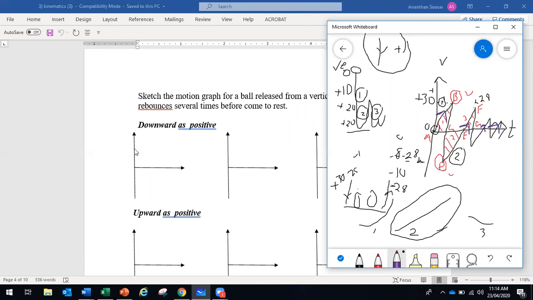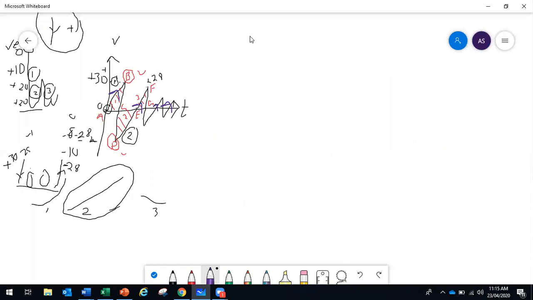So this is your VT graph. Now, can you draw the AT graph? What does the AT graph look like? Go for the AT graph first. Let me expand this. This is your VT graph. Can you draw the AT graph now?